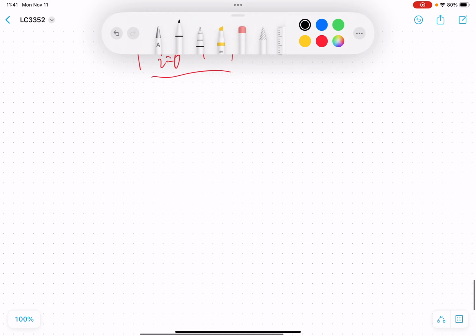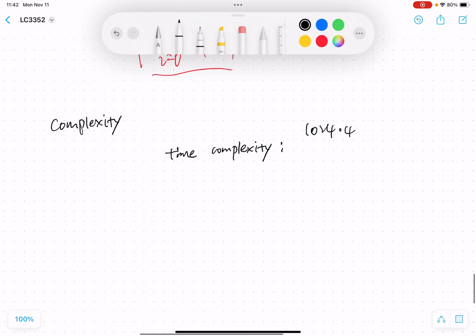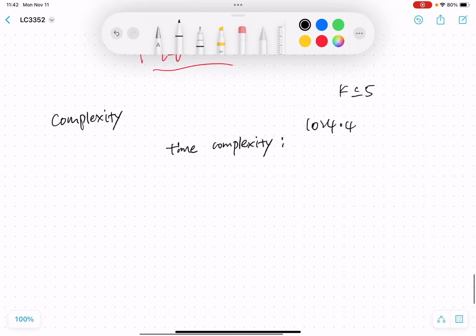For the last part, let's talk about complexity. For the time complexity, for the first part, it will be 1000. Actually, it will be 1024 multiplied by 4 times, because k is less than 5. Okay, that will be 5. And this is the first part.